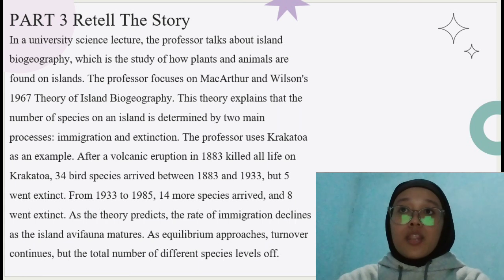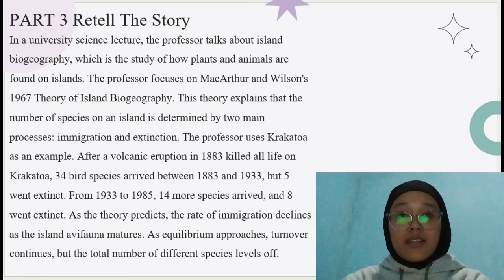Part 3. In the university science lecture, the professor talks about island biogeography, which is the study of how plants and animals are found on islands. The professor focused on MacArthur and Wilson's 1967 theory of island biogeography. This theory explained that the number of species on an island is determined by two main processes, immigration and extinction.